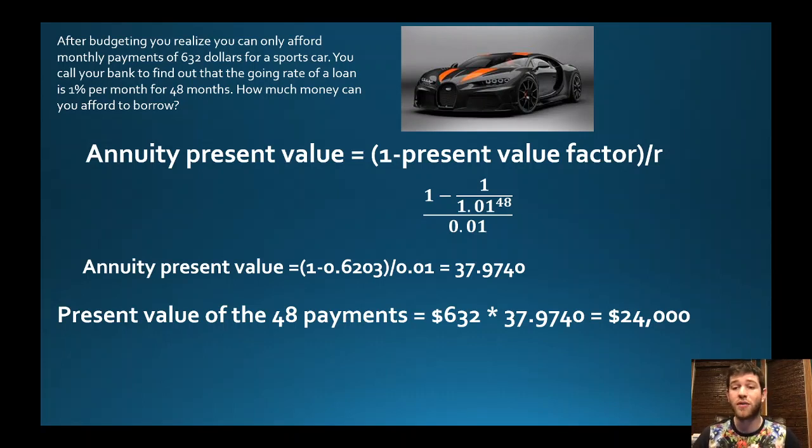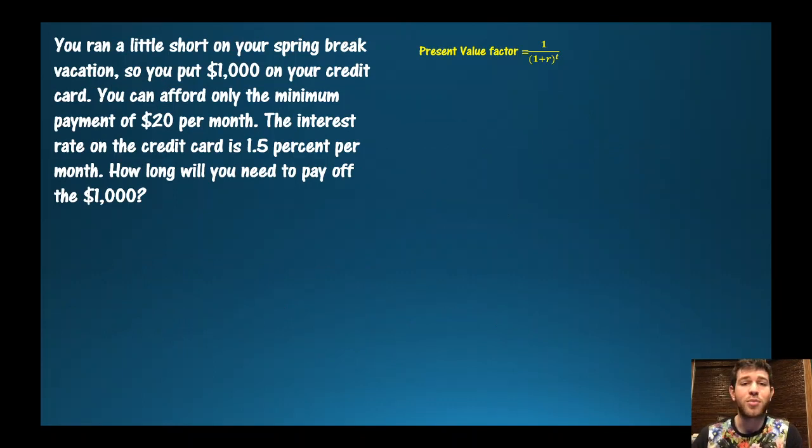So we have $24,000 covered that we can borrow from this bank to get our Bugatti or whatever car it is or whatever we're financing. That's one example of annuity present value. There are other examples that get a little more complicated. Let me show you. Say you went on a spring break trip and you put $1,000 on your credit card, but you can only afford to pay $20 per month, and the interest rate on the credit card is 1.5% per month.